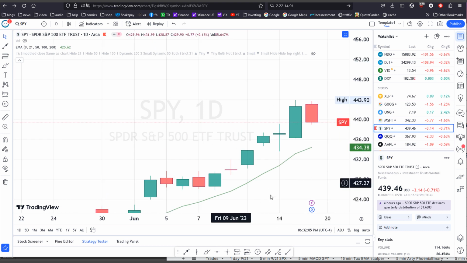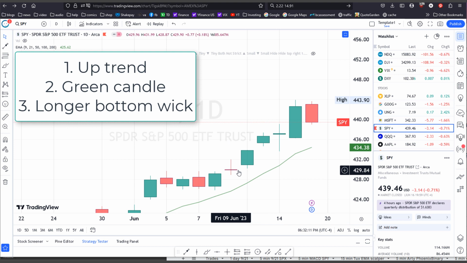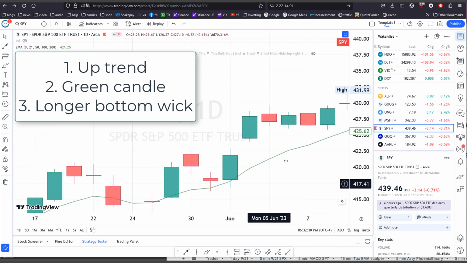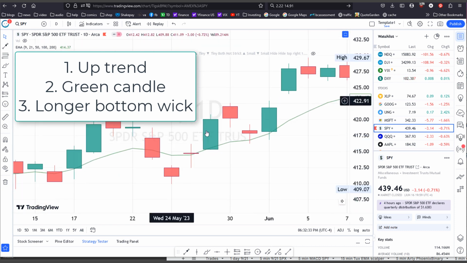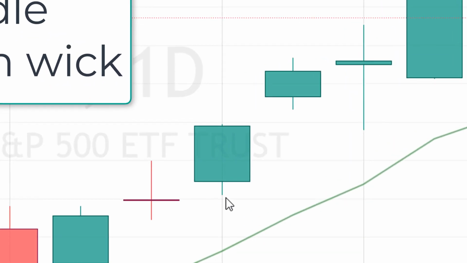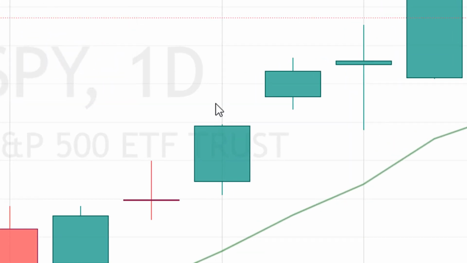The second criteria I was looking for is that it is a green candle. So that just means the stock market finished the day higher than it opened at. And the last criteria is the bottom wick has to be longer than the upper wick. Now, sometimes you just have a whole body and not much in terms of the top and bottom wick. That's fine. But the only rule is the little tail that comes down from the bottom has to be longer than the one on the top.